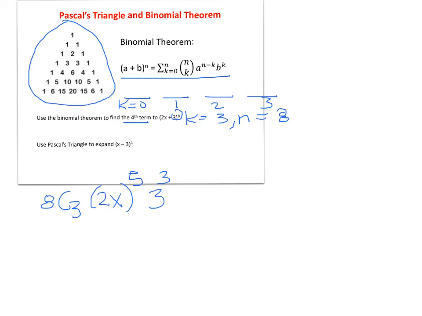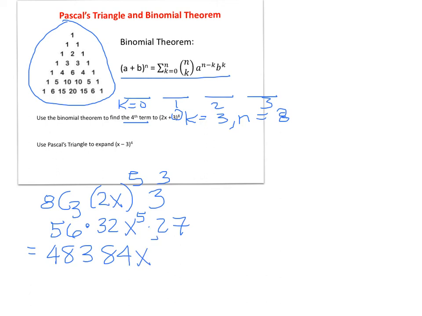So on your calculator, 8 choose 3 is going to be 56, and times 2 to the 5th is 32, x to the 5th times 27, which is 3 cubed. Multiplying all that together, 56 times 32 times 27 gives you a very large number, 48,384 x to the fifth. So the main thing here to remember is if you want the fourth term, the k is going to be one less because k starts at 0.